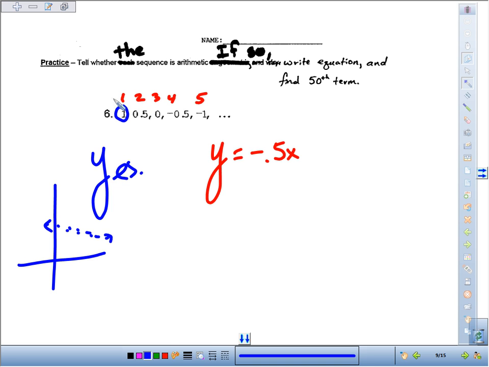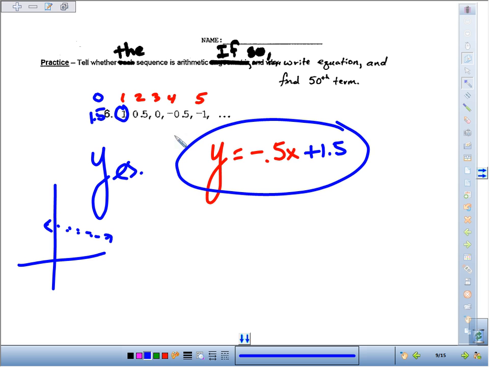So if you work backwards to the 0th term, and you work backwards on your terms, add a half, 1 plus a half is 1.5. Your y-intercept is 1.5. There's your equation. You could always test a number too. You could plug in 4 and make sure you get negative a half.